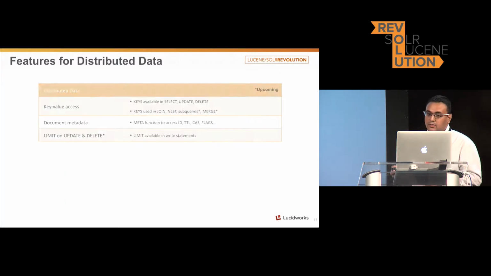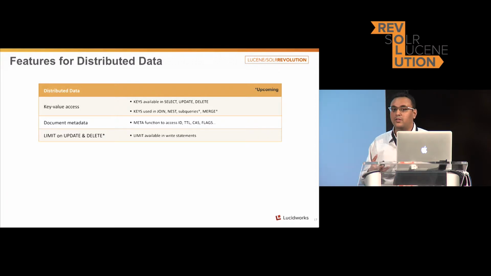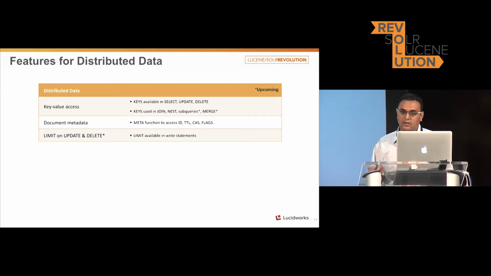And finally, the features for distributed data. The distributed data features include key value access, where you would still be able to use Couchbase's key value access along with nickel to query your data, as well as query document metadata. If you have document metadata, you can also access it with nickel, as well as the key value access patterns, which you'll be able to see in some examples that I will show of nickel. And finally, you would have the ability to use limit on update and delete statements. So that's a summary of nickel.